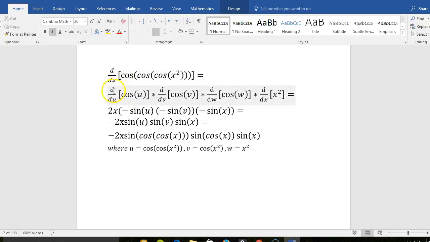so we do d by du of this cosine of u, where u is just the cosine of all this stuff, the cosine of x squared. And then d by du cosine u times d by dv cosine v. Now, the v is just the single cosine of x squared. And then d by dw cosine w is just the x squared itself. And then finally, we've got to go in and do d by dx of the x squared. Okay, so there's that.